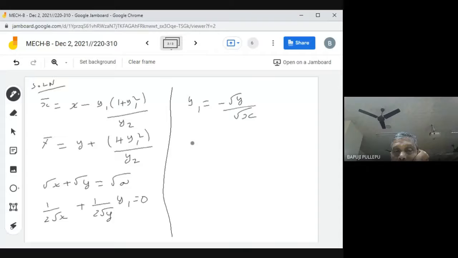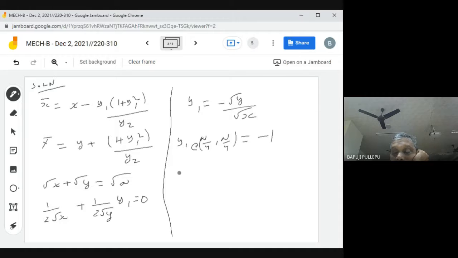So y1 at a by 4, a by 4: both points are the same, this is a by 4 and this is a by 4. If both cancel, what does it become? y1 at a by 4, a by 4 is equal to minus 1. Are you agree? So this is also a by 4, this is also a by 4, automatically cancel, the balance is minus 1.